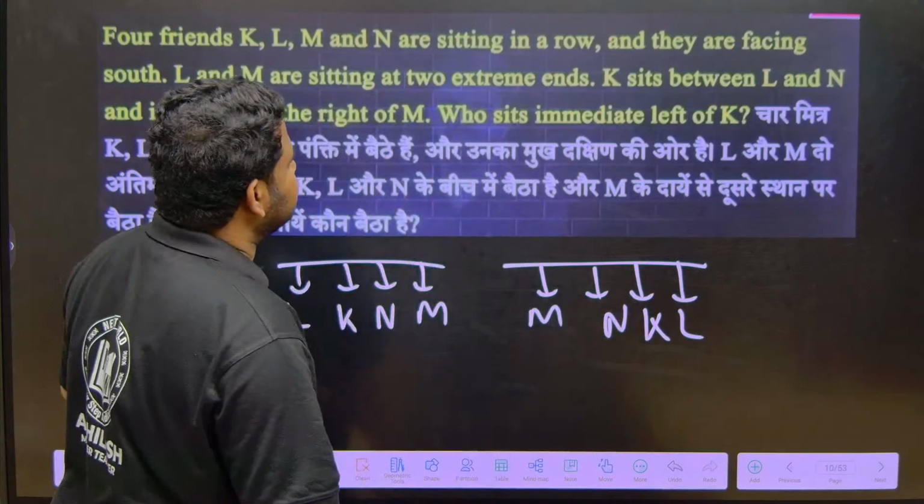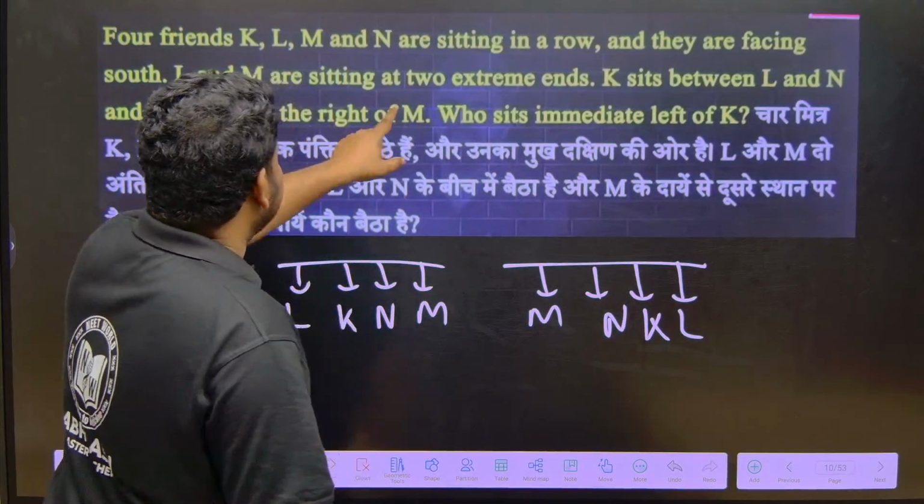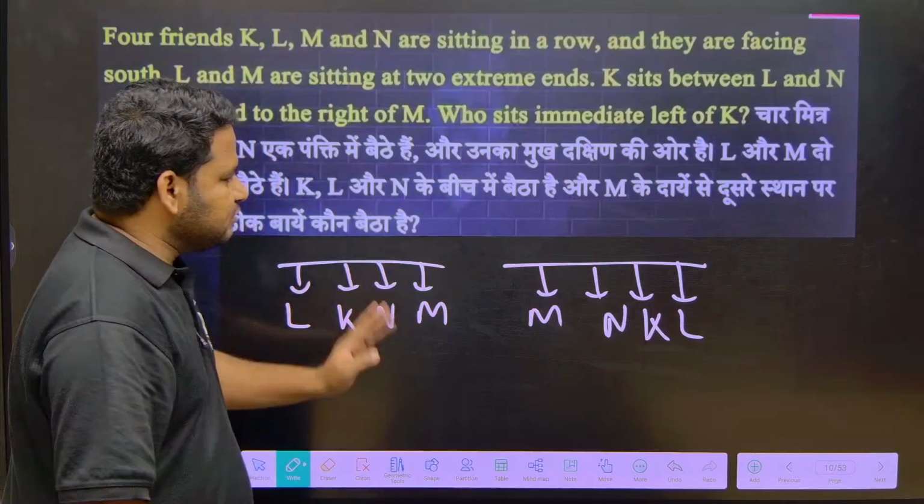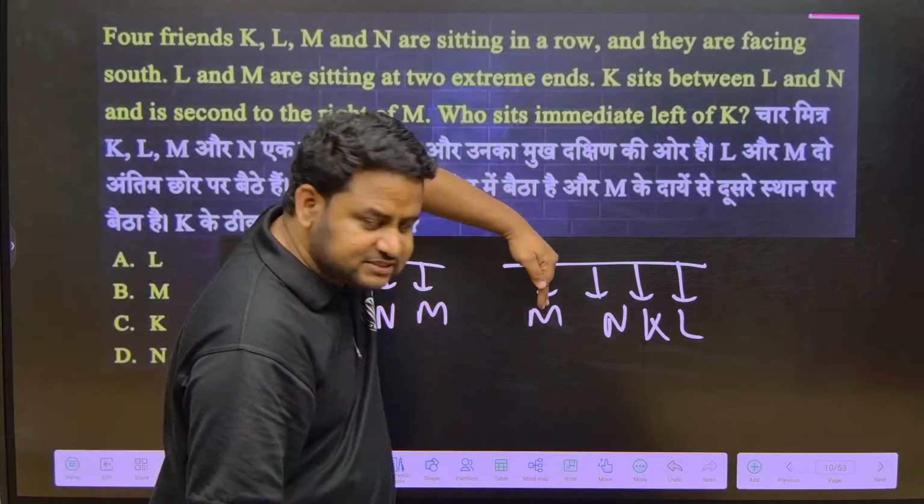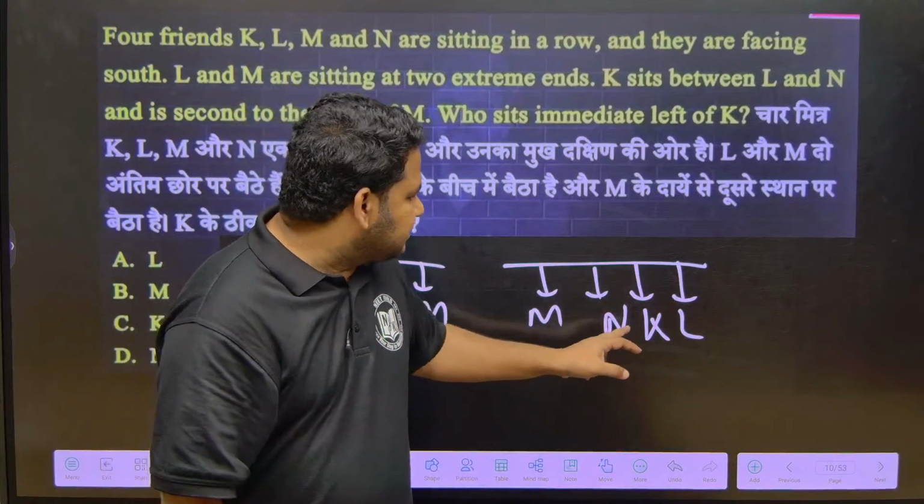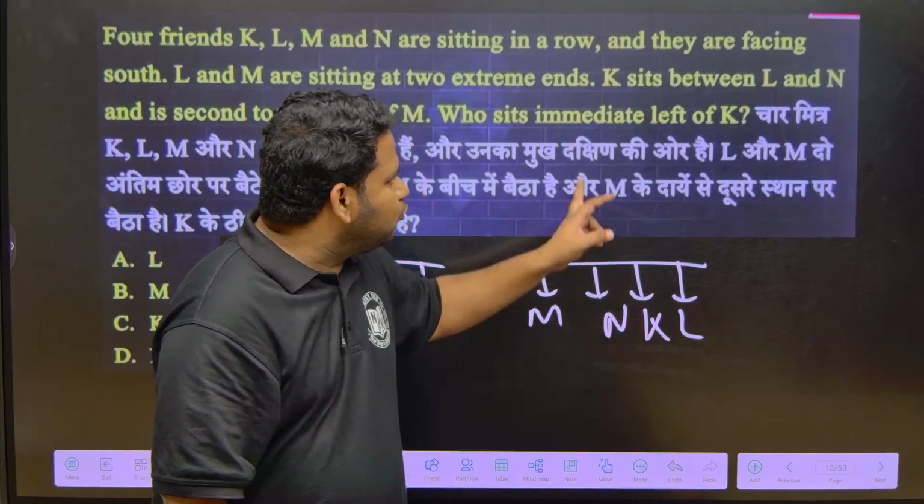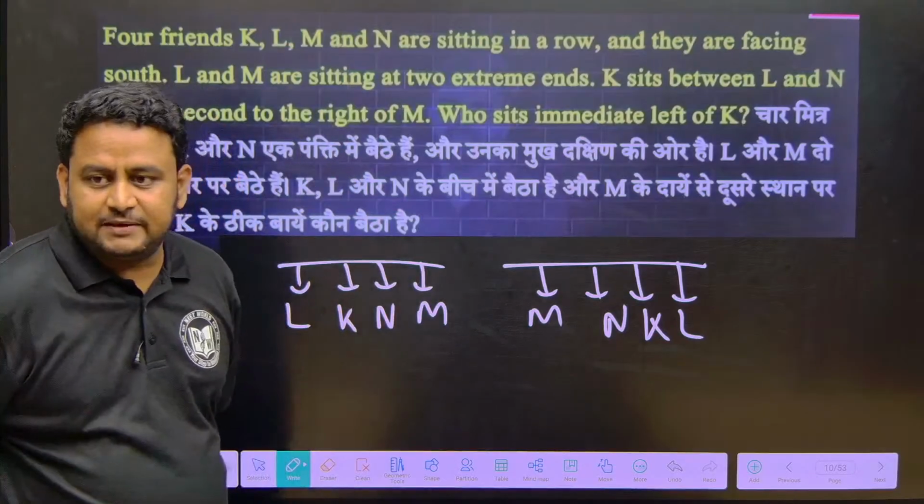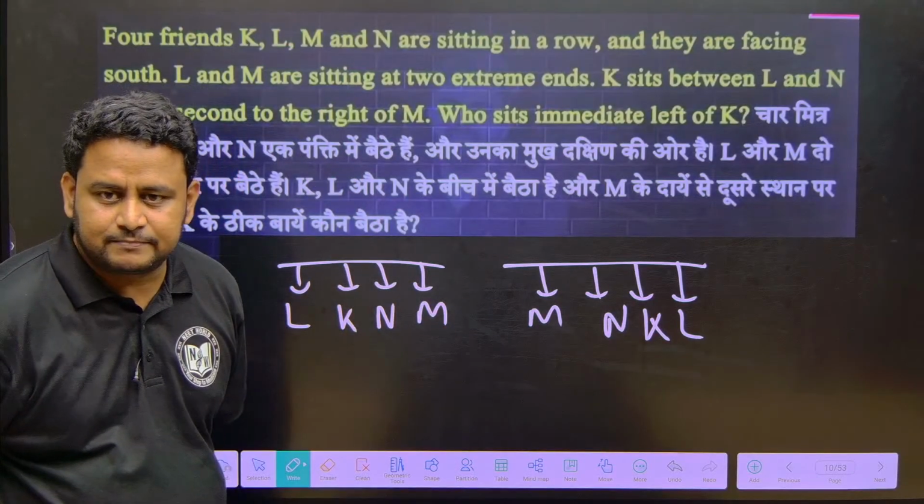Now what are the other conditions they have given? N is second to the right of M. So here M is there, and I have to look like this. Looking south means I have to look towards you. K sits between L and N, and who is second to the right of M? Tell me.